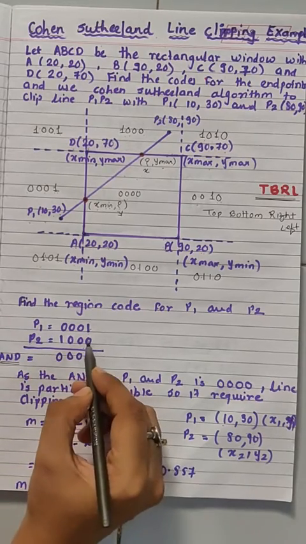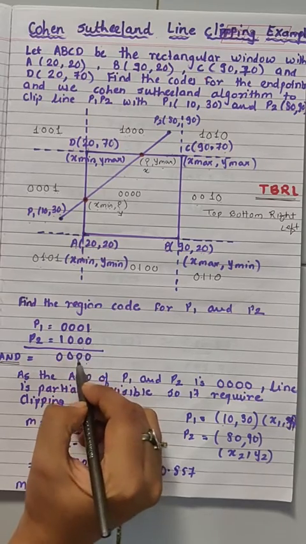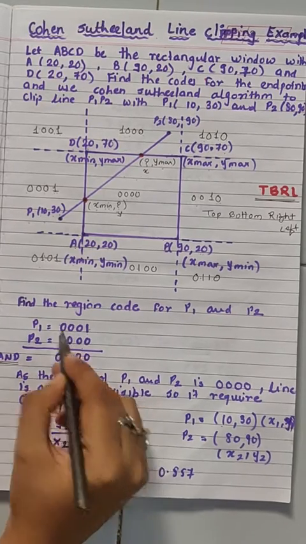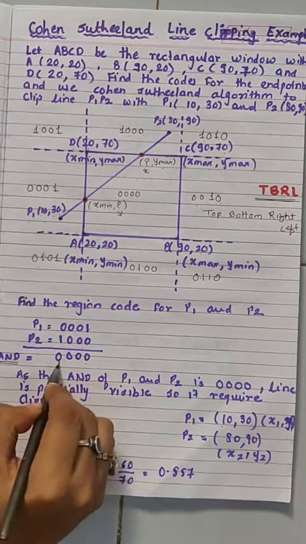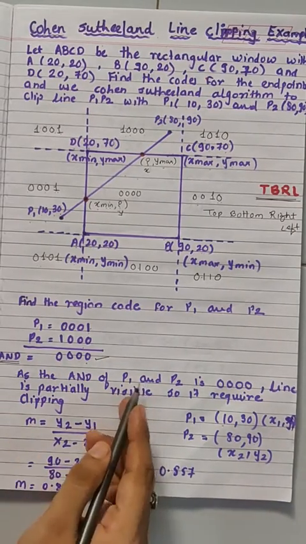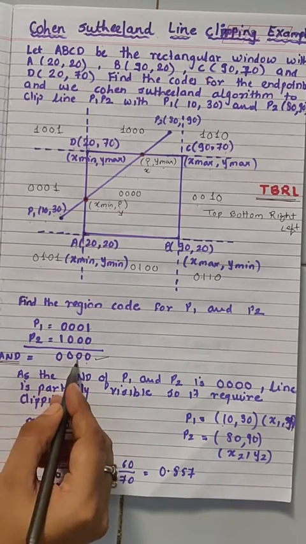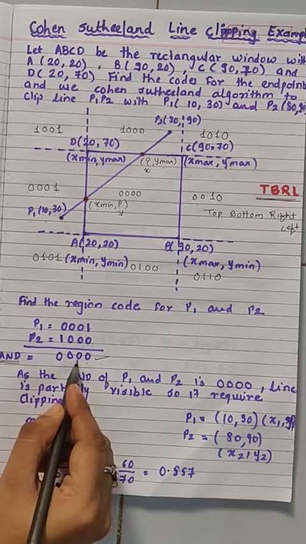So the AND of this: 1 0 is 0, 0 0 is 0, 0 0 is 0, 0 1 is 0. So what is the output? 0, all zeros. So when the output of this AND operation is all zeros, it means the line is partially visible.